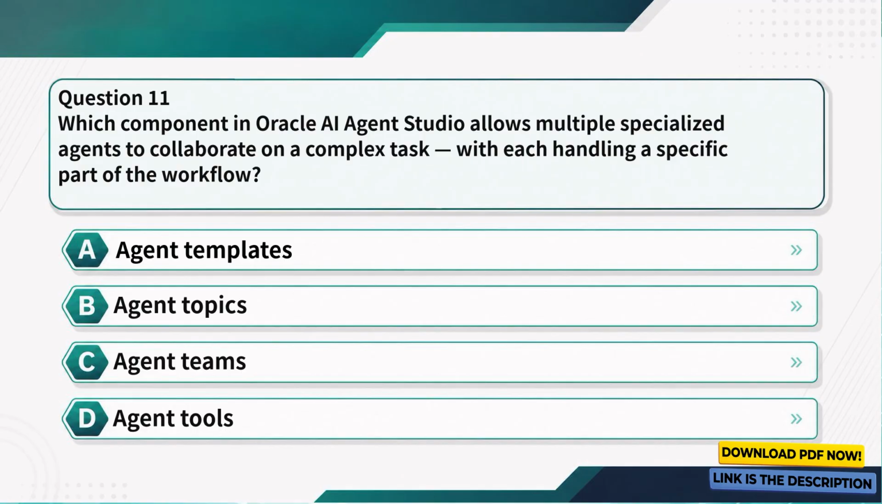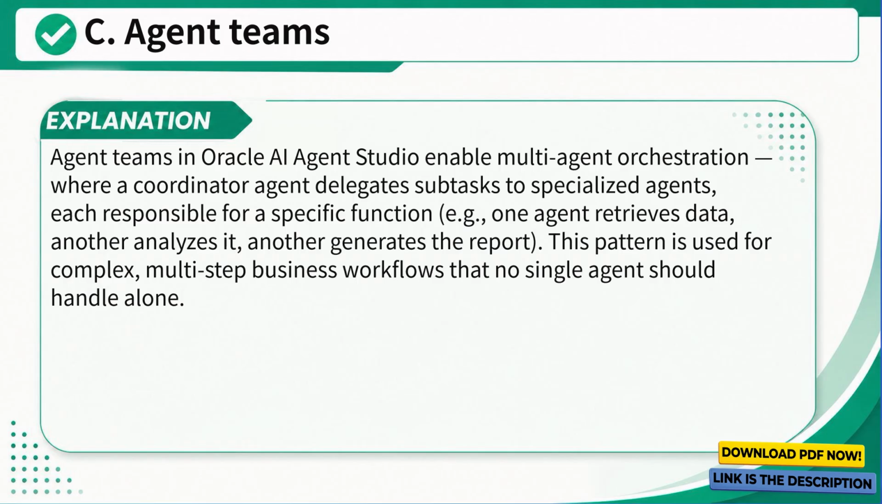Question 11. Which component in Oracle AI Agent Studio allows multiple specialized agents to collaborate on a complex task, with each handling a specific part of the workflow? A. Agent templates. B. Agent topics. C. Agent teams. D. Agent tools. Correct answer. C. Agent teams.